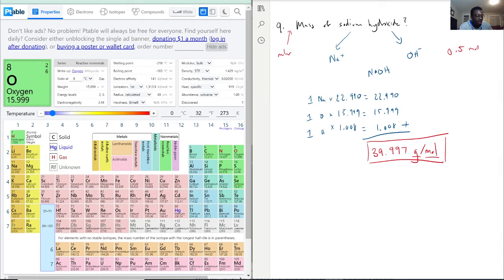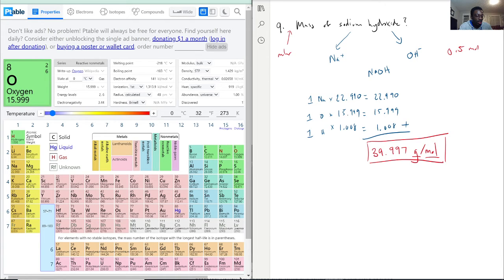Oh, it was asking for molar mass, so that was my fault there. But nonetheless, this is correct though. So molar mass, 39.997, and they got 39.99. And the reason why is because their numbers were slightly different. They had 1 for the atomic mass of hydrogen, and I had 1.008. And although they also had 16 for oxygen, and I had 15.999.